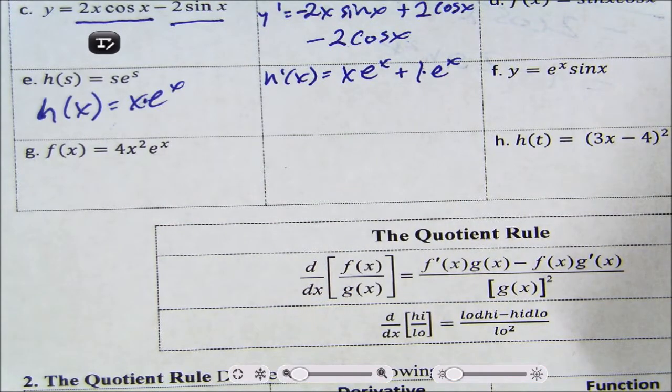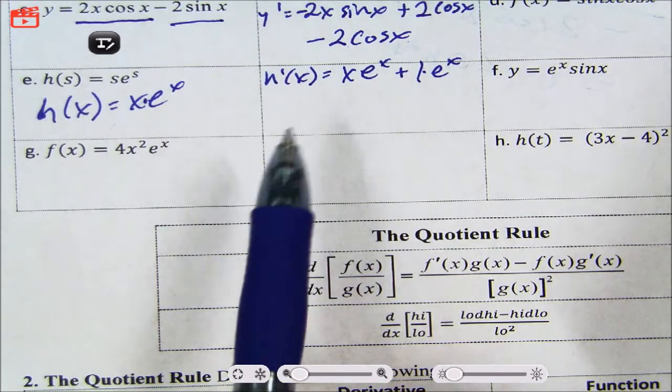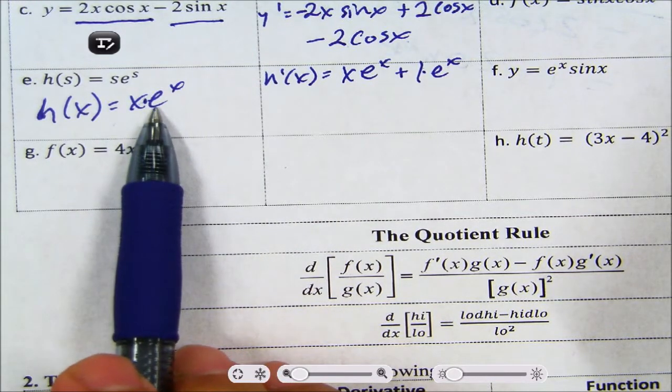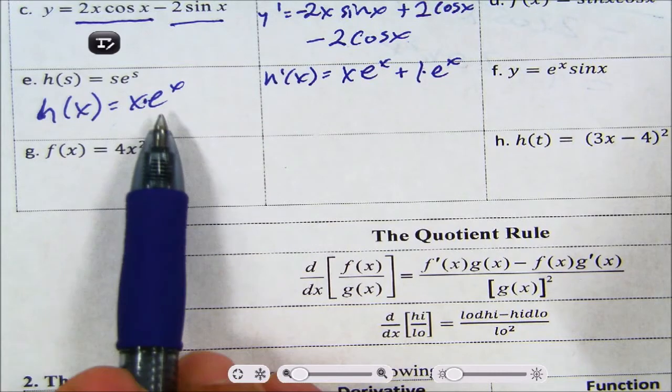Wait, so e to the x times e to the x is not e to the x squared? It is not. It's e to the 2x. But we don't have e to the x times e to the x. Oh, you're not using the product rule. We are using the product rule. But e to the x only appears once. Yeah. Oh, okay.